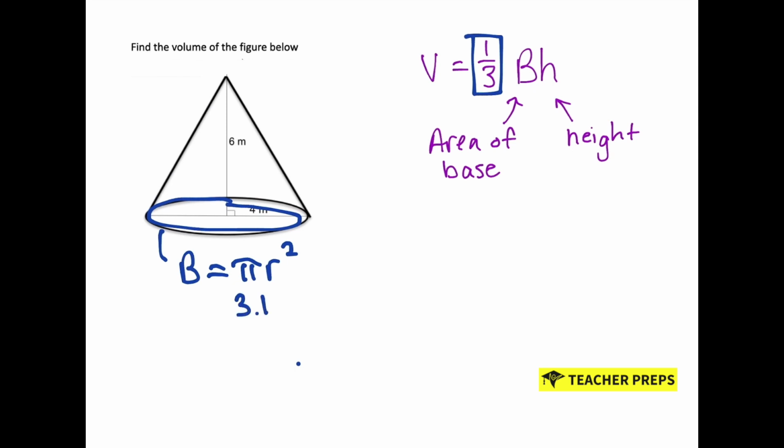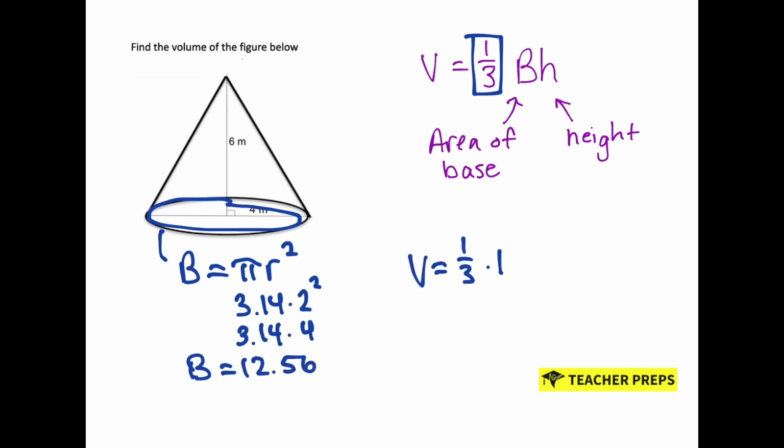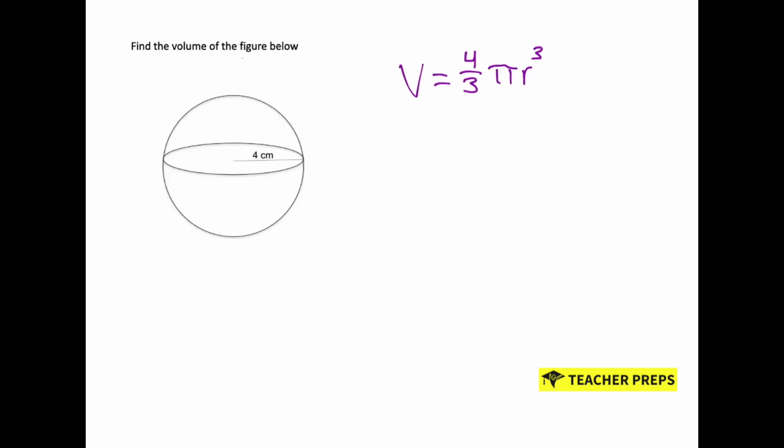Pi is 3.14, and on this one they give us the diameter. We need half of that. Half of 4 is 2, so our radius is 2. We then need to take 3.14 times 4. That gets us 12.56. So in our equation, our capital B is 12.56. Then we need to times it by the height. Our height is 6. Grab a calculator and take 1/3 times 12.56 times 6. You could also take 12.56 times 6 and then divide by 3. You should have gotten 25.1 cubic meters.